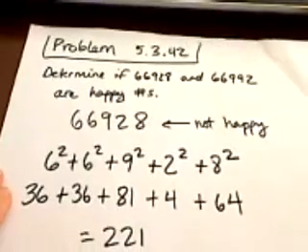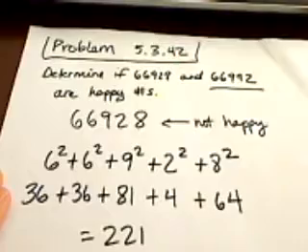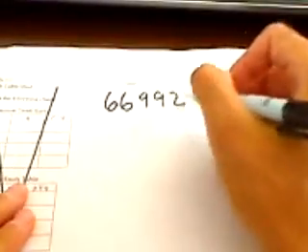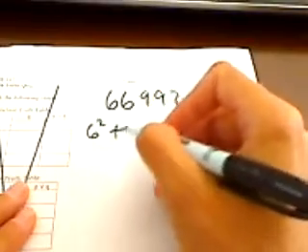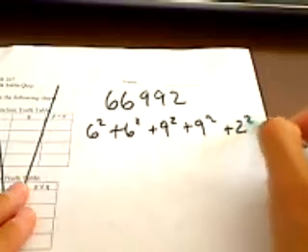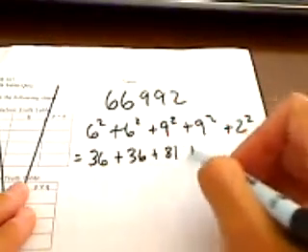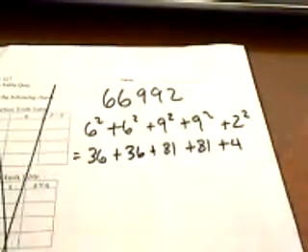Okay? And then, let's see, we also want to do 66,992. So let's do that and flip this over. Oops, that's a truth table. Yeah, it's just scratch paper. So 66,992. Okay, so again, 6 squared, 6 squared, 9 squared, 9 squared, and 2 squared. So we have 36, 36, 81, 81, and 4.